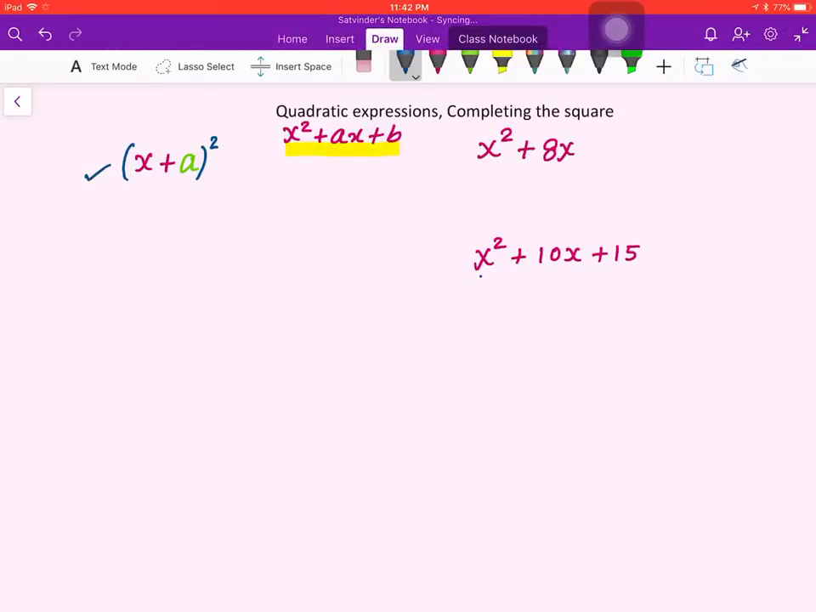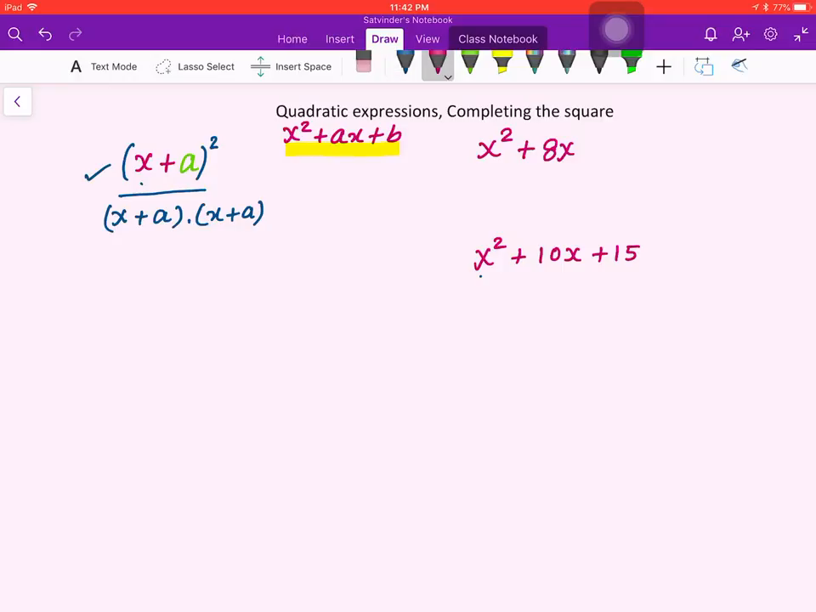Hi guys, today the topic is quadratic expressions, completing the square. Before you start with completing the square, here I have written one expression, (x + a) whole squared. So what does it mean? (x + a) whole squared is (x + a) times (x + a).